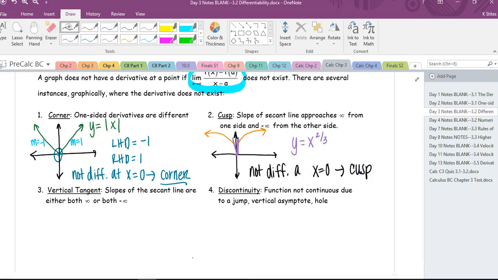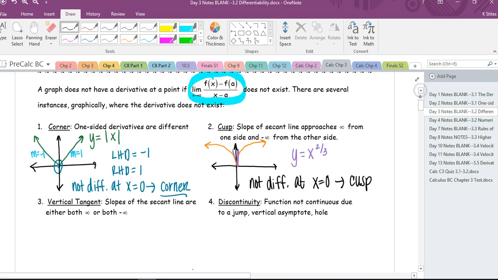Periodically, you are going to be able to use your calculator and just say, hey, you have a cusp or you have a corner. And sometimes you're going to have to prove it with your derivatives. So we will be doing both. Okay. For now, I'm just telling you what the different ways to determine if something is not differentiable are.